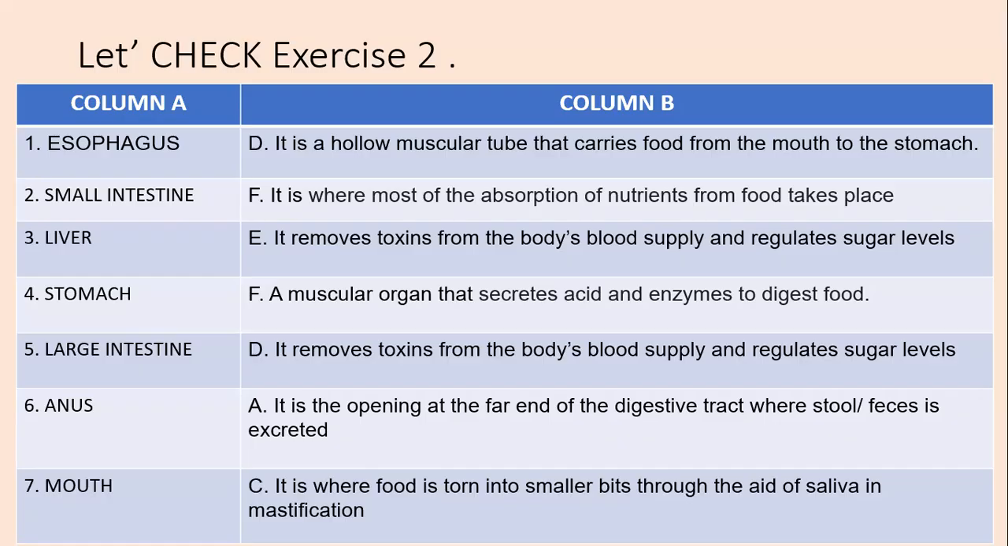4, stomach. It's F, a muscular organ that secretes acid and enzymes to digest food. 5, large intestine. Answer is D. It removes toxins from the body's blood supply and regulates sugar levels. 6 is anus. Answer is A. It is the opening at the far end of the digestive tract where stool or feces is excreted. 7, mouth. C. It is where food is torn into smaller bits through the aid of saliva in mastication.